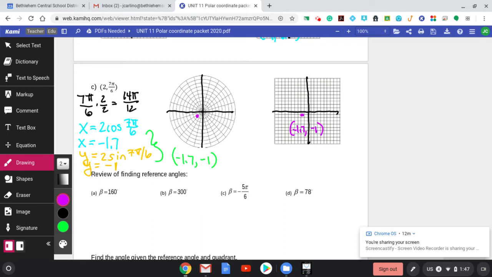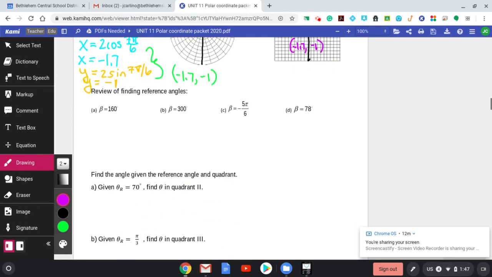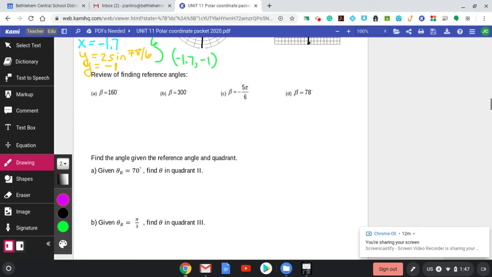All right, now what I want to do is just do a little review from the fall before we took the Algebra 2 Regents. What we're about to do now is going to help you in the next topic on day 7. There's no need to convert anything now. It's just going to help us convert going backwards from rectangular to polar in the next set of new notes. All right, so what I want to do first is just review real quick. It says review of finding reference angles.